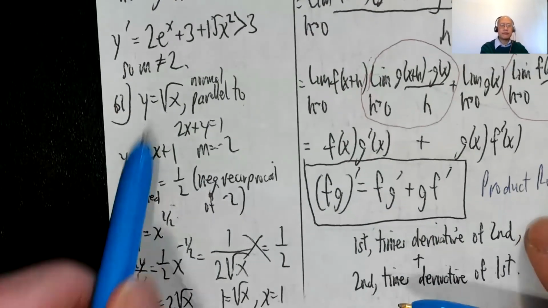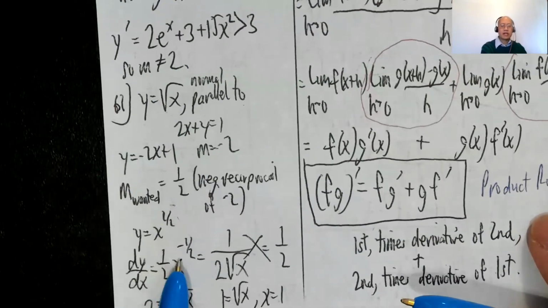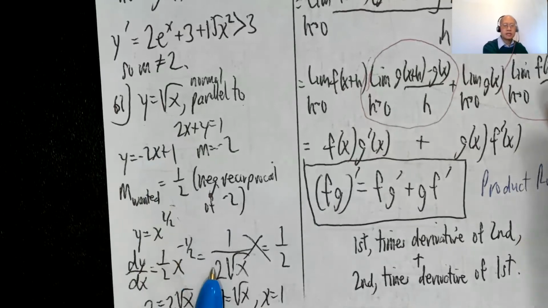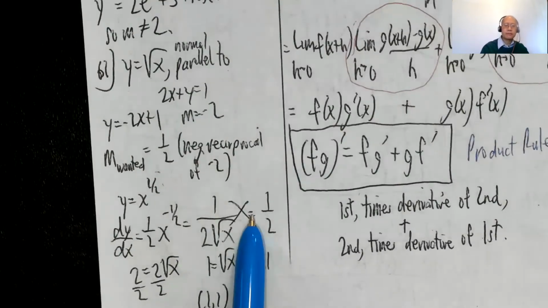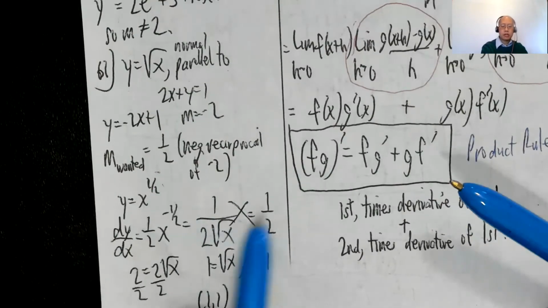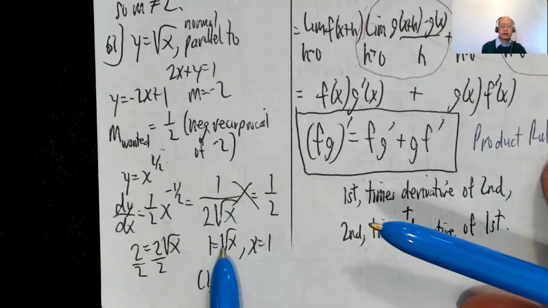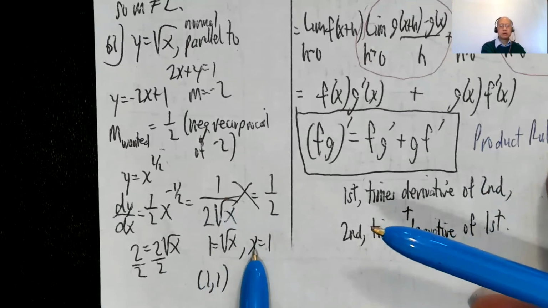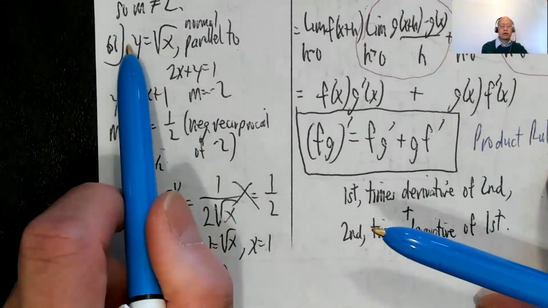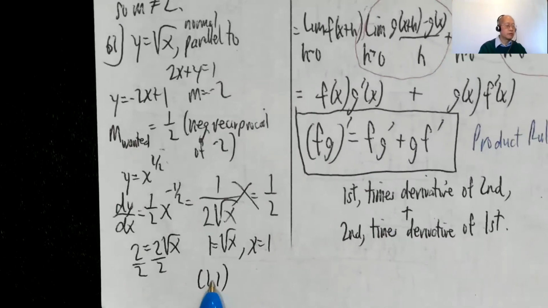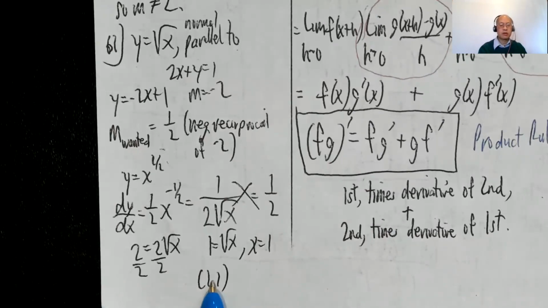Okay, so now I find the derivative of x to the 1/2, 1/2 x to the negative 1/2, or 1 over 2 radical x. Set it equal to 1/2, the slope that I want. Cross multiply, 2 equals 2 radical x, divided by 2, 1 equals radical x. Square both sides, x equals 1. So the ordered pair, plug in 1, I get 1, 1. Okay, so the answer is 1, 1. All right, so that was section 3.1.